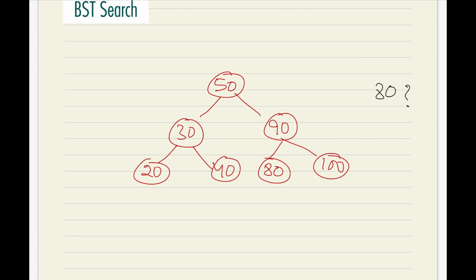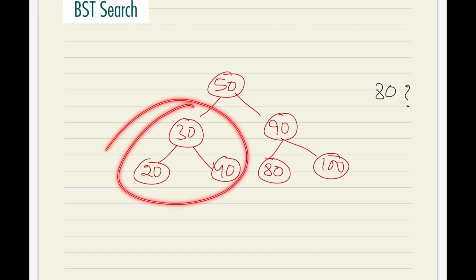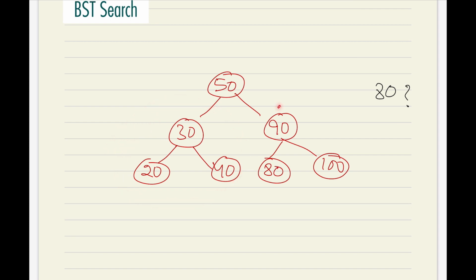So, first consider this root. So, it is 50 and we are searching for 80. So, 80 is greater than 50. So, if 80 is present, then it should be in the right subtree. So, we are not going to the left one. Now, in the right subtree, compare with this root. So, it is 90 and we are going to search 80.